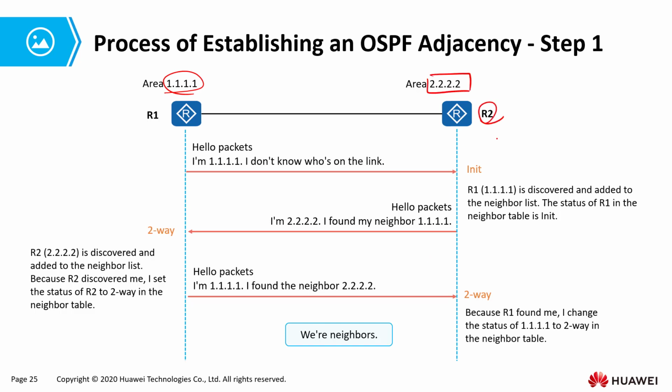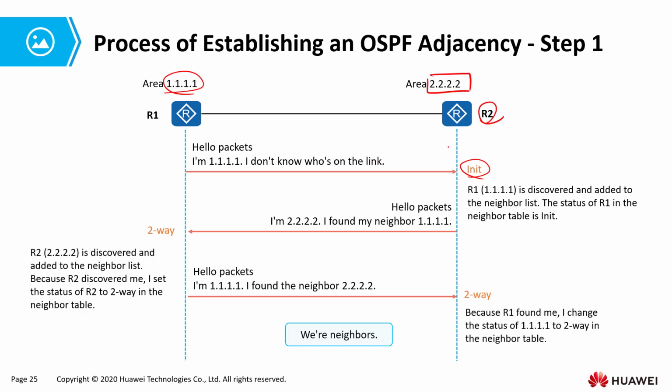When a router like router 2 receives such a hello packet that does not contain its own router ID, it goes to the init state. So a router goes to init state in OSPF because it received a hello packet from a neighbor who does not know its own router ID. The receiver of the hello packet does not have its router ID inside the hello packet, so that receiver goes to the init state.